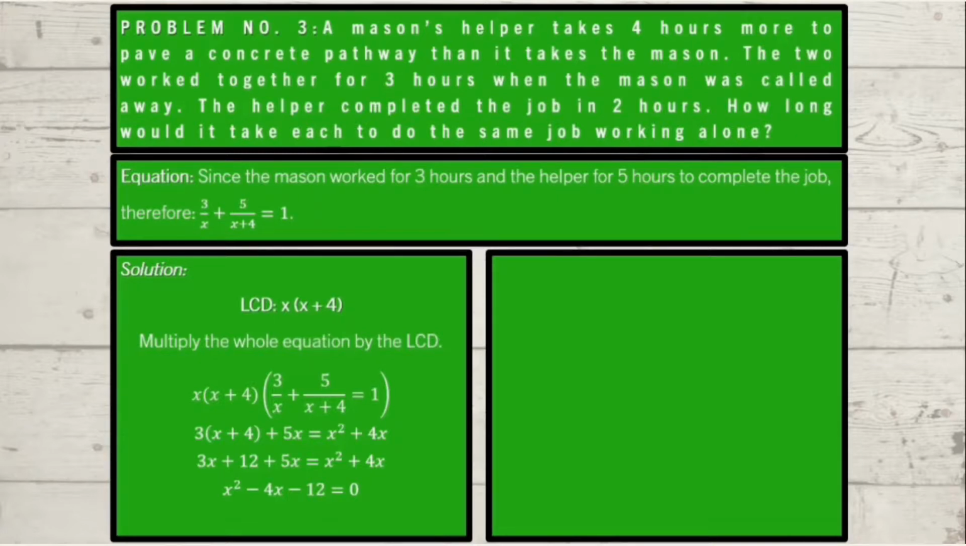How are we going to solve? Of course, you think of what method you are going to apply from the methods that we have. On this, we have factoring. We factor out and the factors are x minus 6 and x plus 2. Apply the zero product property. You have x minus 6 is equal to 0. You get x is equal to 6. And if you have x plus 2 is equal to 0, we have x is equal to negative 2.